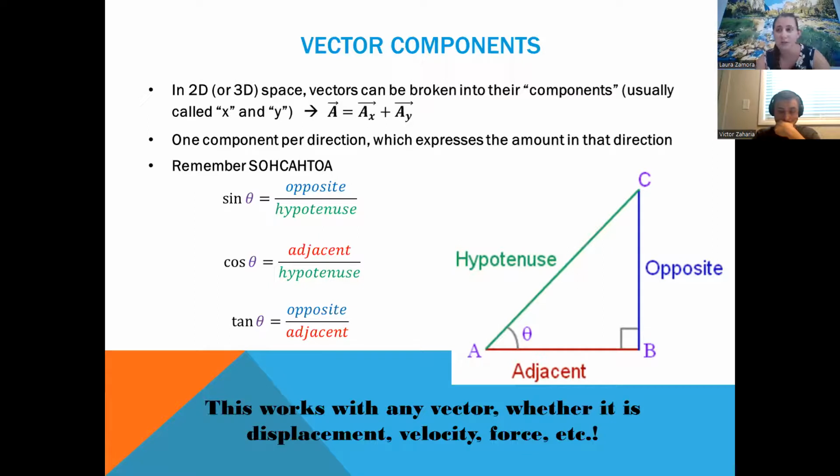Okay, and so this process works with whatever vector we're interested in: displacement, velocity, force, momentum, etc.